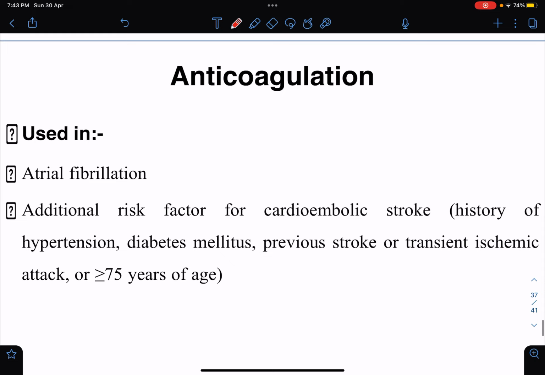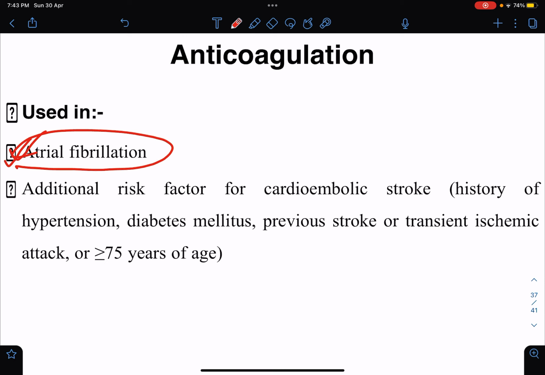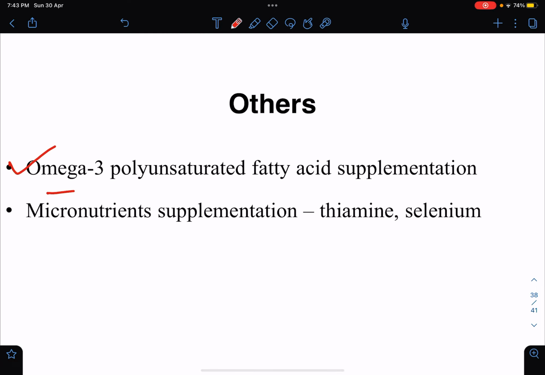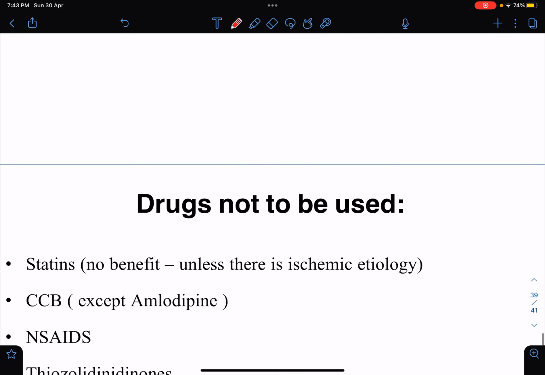Anticoagulation to be used in case of atrial fibrillation to prevent future stroke. If there are additional risk factors for cardioembolic stroke, we definitely need to use anticoagulation. Others like omega-3 polyunsaturated fatty acid supplementation and micronutrients like thiamine and selenium supplementation are also important.